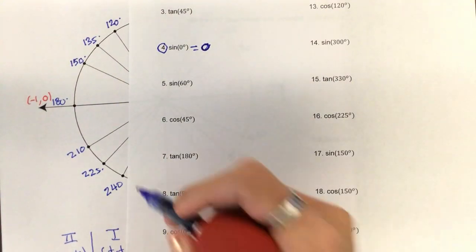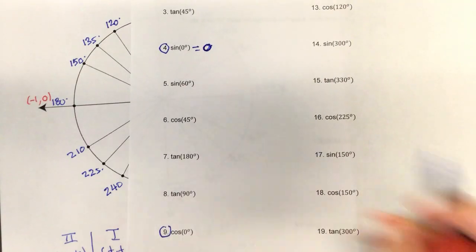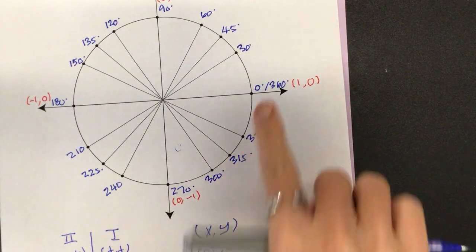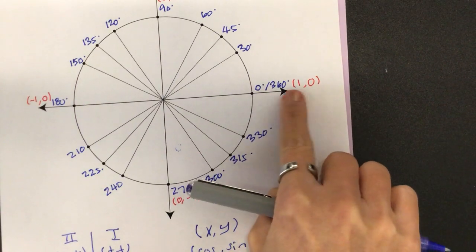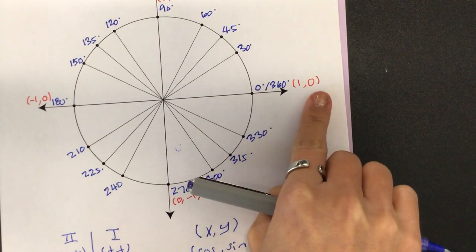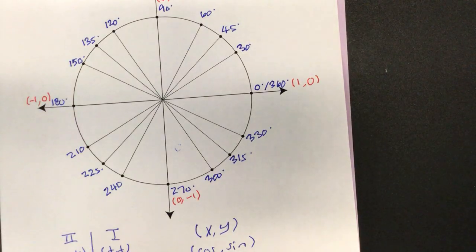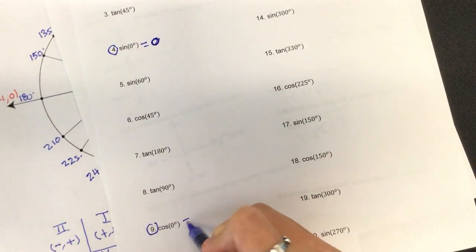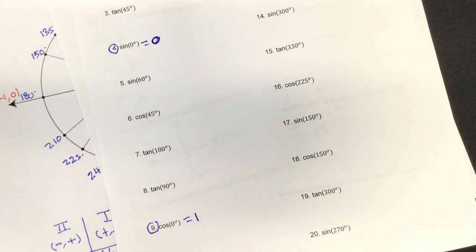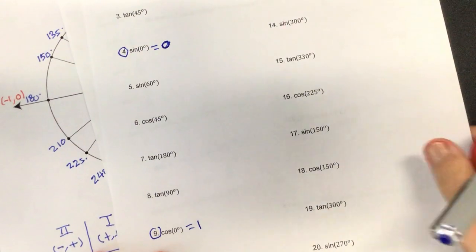Okay, let's do another one. Circle number 9. 9 says cosine of 0 degree. Would you agree that's my 0 degree right here? So from my ordered pair, what value is my cosine movement? The 1 or the 0? 1. So I'm going to write this one is going to be equal to 1. So are we good with how we use the parts on the quadrantal? Is there another quadrantal on our worksheet?